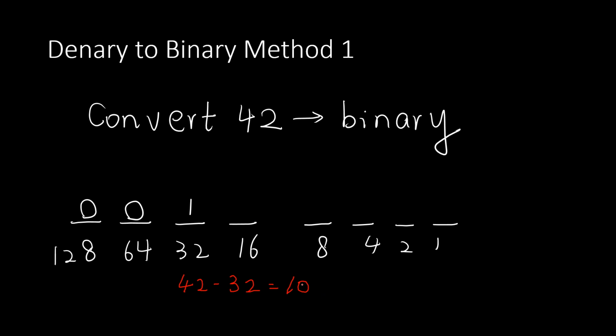Then we compare 16 to 10. We find 16 is larger, so we have 0. Then compare 10 with 8, where 10 is larger, so we have 1 here. Then minus 8, we have 2 remaining. Then compare 2 with 4, so we have 0. Then compare 2 with 2, we have 1, and we use it up, so the last bit is 0. Then we did it. The number 42 in denary is 101010 in binary.